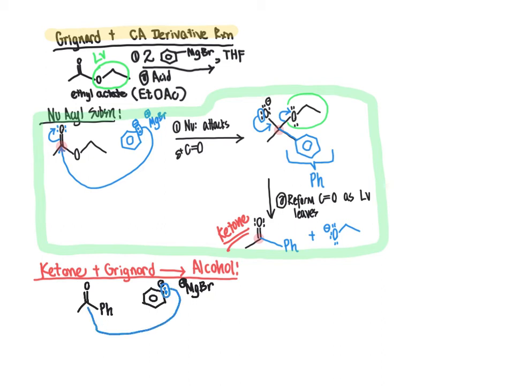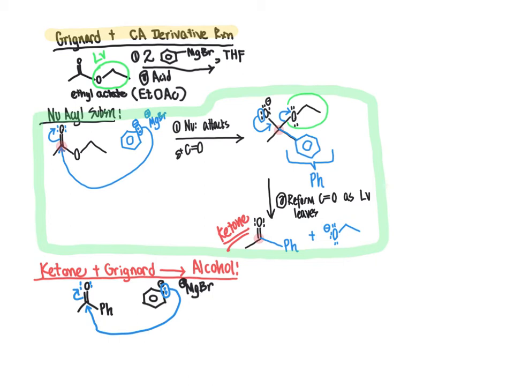They attack the positively polarized carbonyl right here. That forces the pi electrons up onto the oxygen like so. And so we've created another new carbon-carbon bond by linking the phenyl group via a bond here to the carbonyl group.